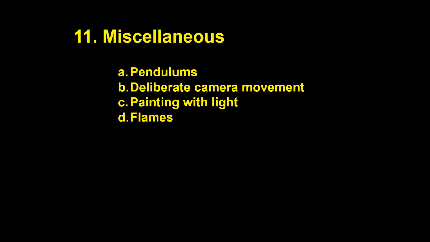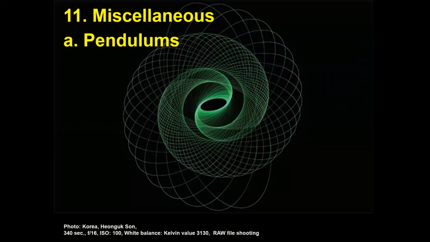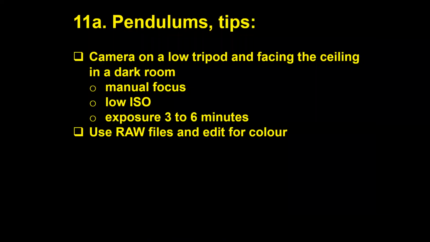Okay, now we're going to move into the miscellaneous section that I have here. We're talking about pendulums, deliberate camera movement, painting with light, and flames. So this is what you can get with a pendulum, and a lot of the settings are the same as we talked about before, except that using raw files is usually better to be able to edit for color.